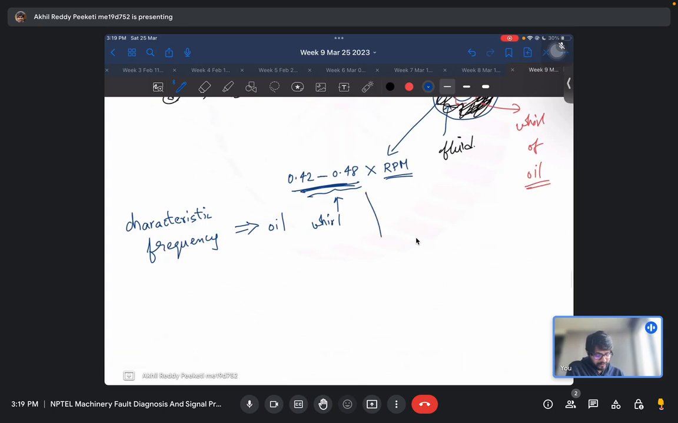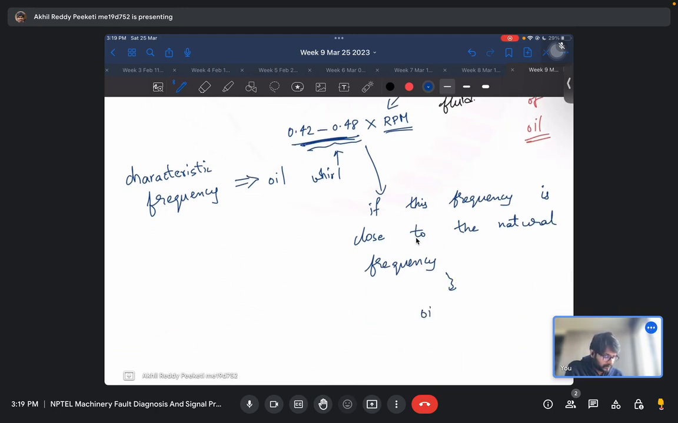Now, if by chance this frequency is close to the natural frequency, then it will lead to catastrophic failure, which is known as oil whip. Only if the characteristic frequency of oil whirl is close to the natural frequency will resonance happen, and it will lead to even more major failure, which is called oil whip. Okay.